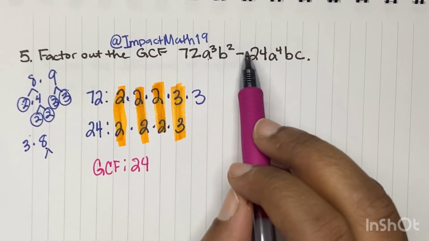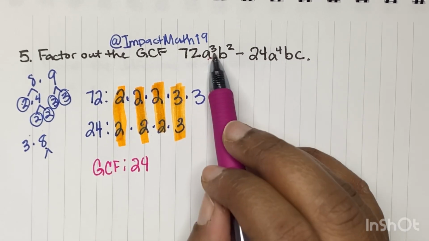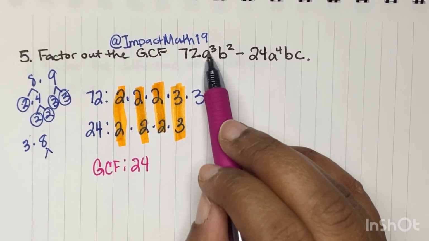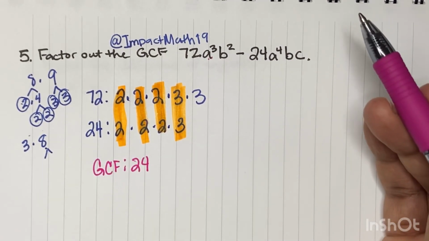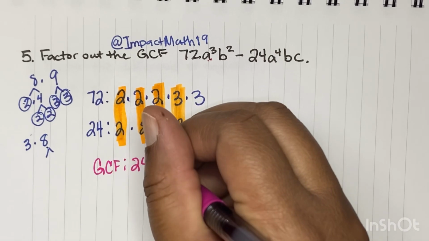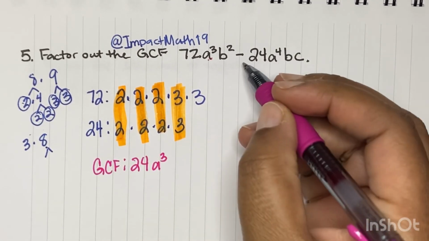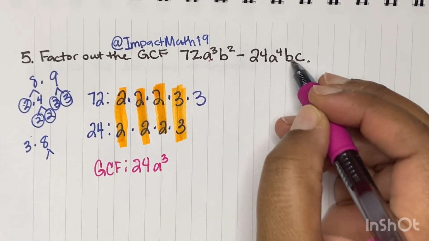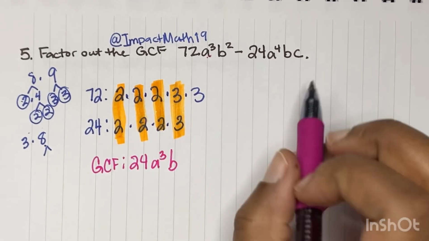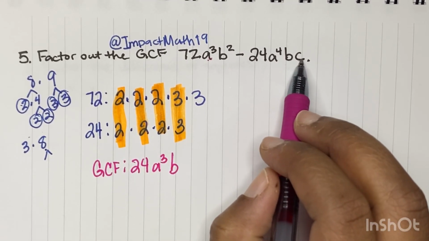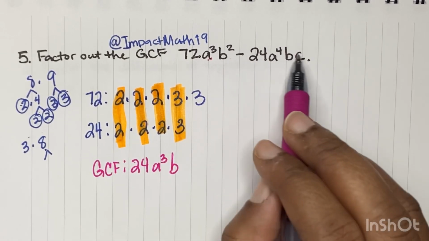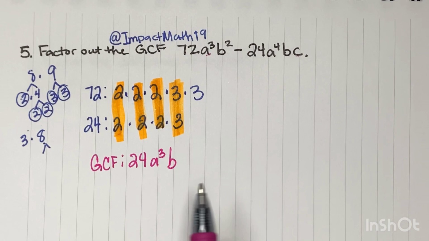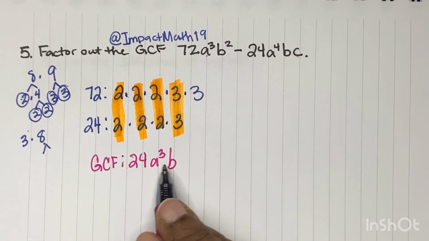Now for our variables, we take the lowest of them. So because I could take out a to the 3rd out of 4, but I can't take 4 out of a 3 because there's not enough. So it's going to be a to the 3rd. I have b to the 2nd, but 1b. So I'm going to do 1b. And don't fall for it. See how this is a C here? They have no C. So since they don't have a C in common, I cannot attach a C. So this is my greatest common factor.